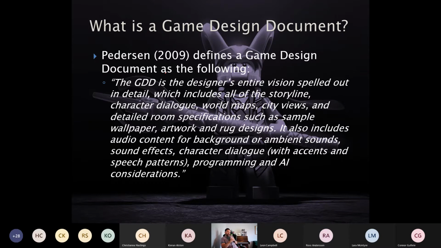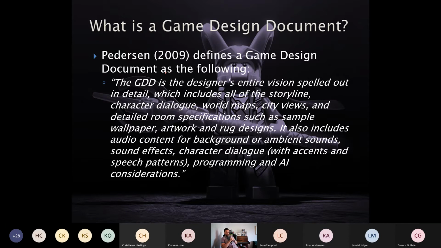And here is what a games design document actually is. It's the designer's entire vision spelled out in detail, which includes all of the storyline, character dialogue, world maps, city views, and detailed room specifications such as sample wallpaper, artwork, and rug designs. So that's going into an incredible amount of detail.